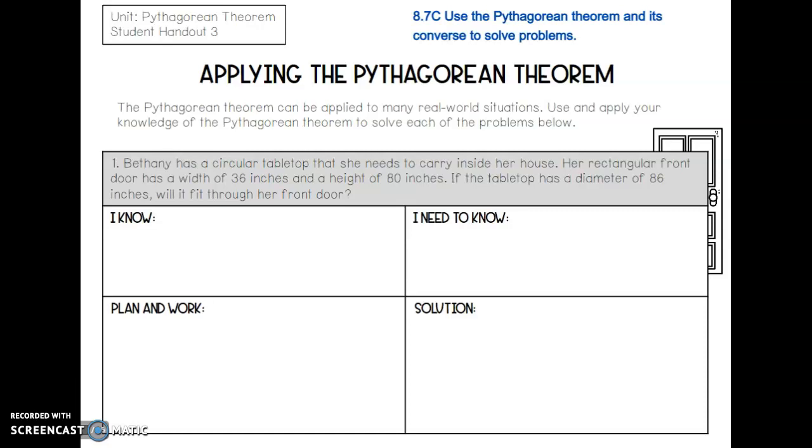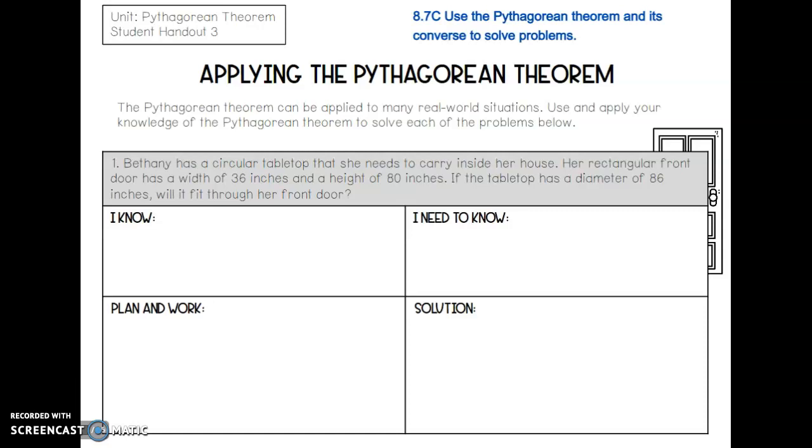We are still focused on our learning objective 8.7c, using the Pythagorean Theorem to solve problems. Today we are working specifically with the application level of using the Pythagorean Theorem. The Pythagorean Theorem can be applied to many real-world situations. Use and apply your knowledge of the Pythagorean Theorem to solve each of the problems below.